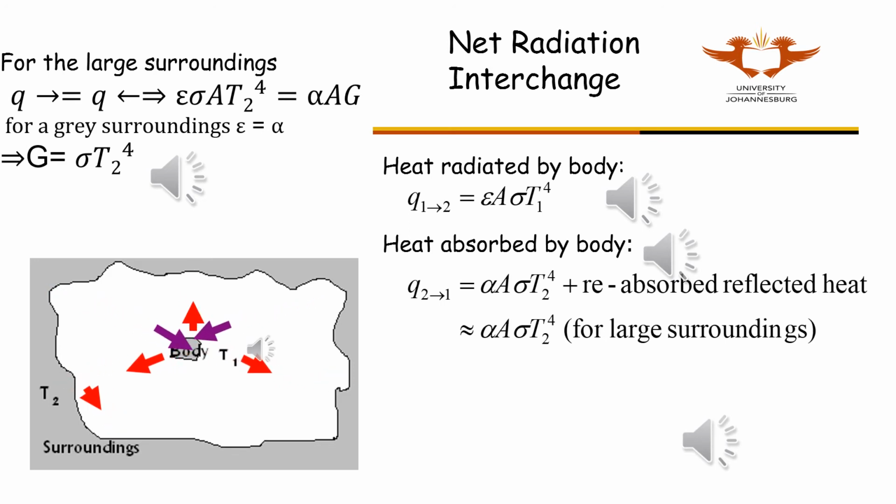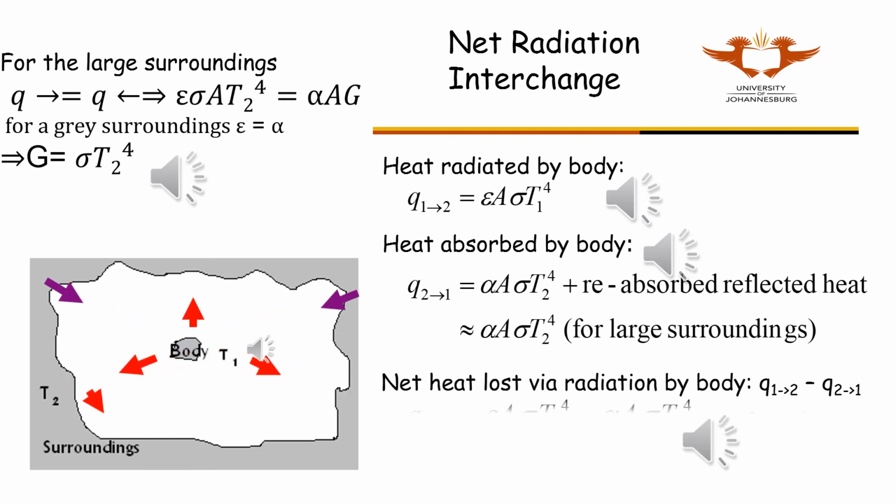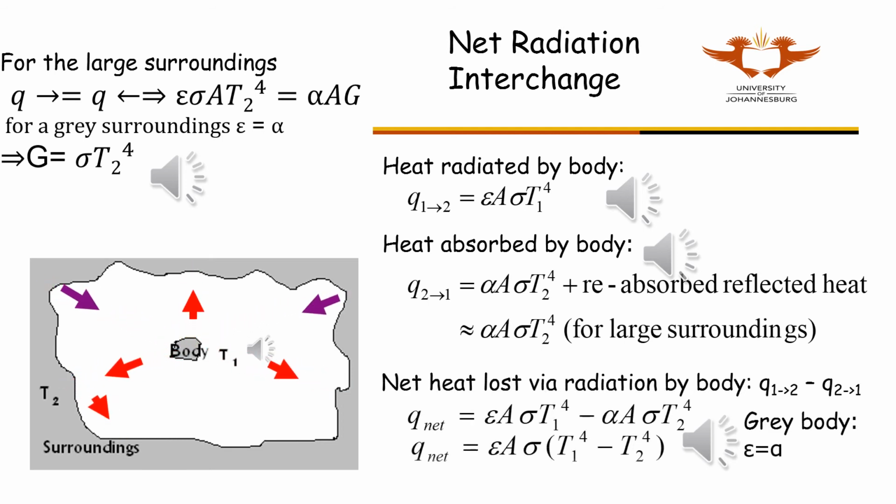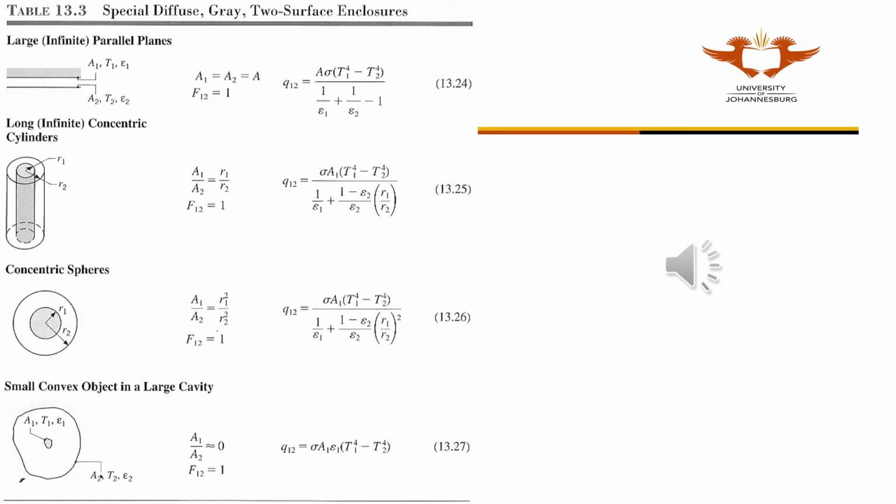The net rate of radiation heat loss is the difference between the heat emitted by the small body and the heat absorbed. If the small body is also gray, then a further simplification of the formula is possible as shown. The table provides net radiation heat rate equations for gray surfaces.